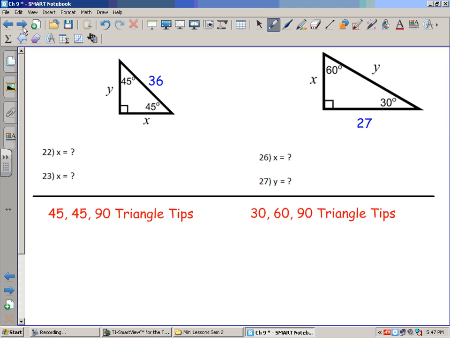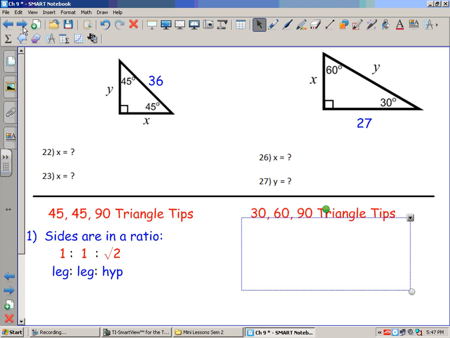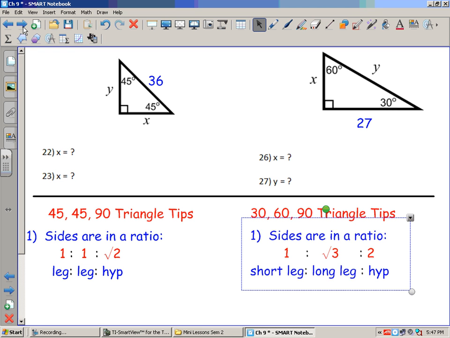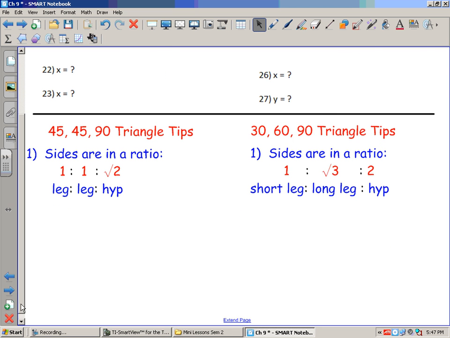Okay, next question. 45, 45, 90, and 30, 60, 90. Sides in a 45, 45, 90 triangle are in a ratio of 1, 1 to root 2, or leg, leg to hypotenuse. Sides in a 30, 60, 90 are in a ratio of 1, root 3 to 2, or short leg, long leg, hypotenuse. Just to give you an example of what this would look like.